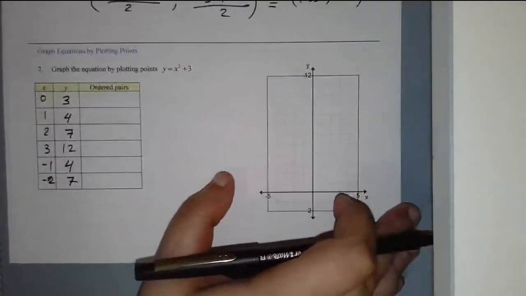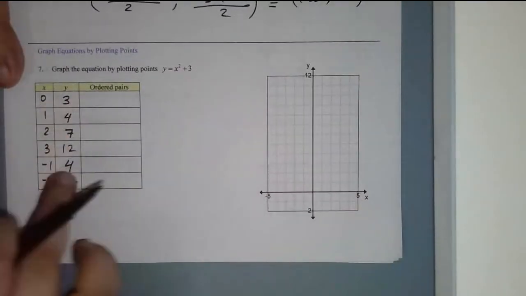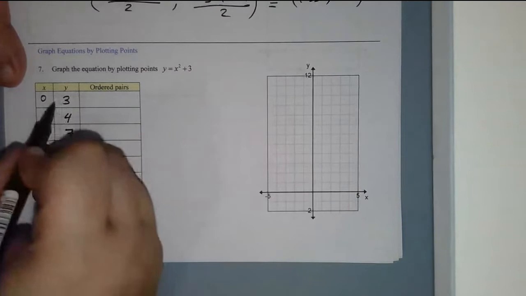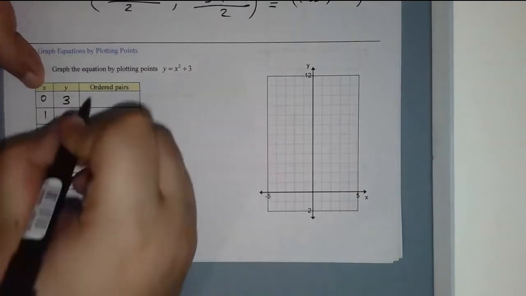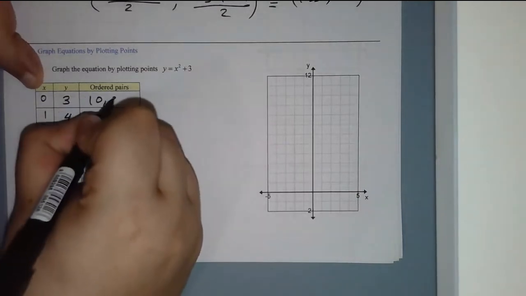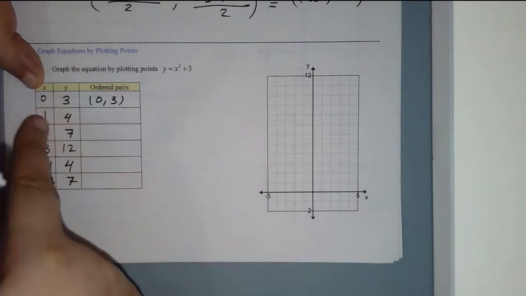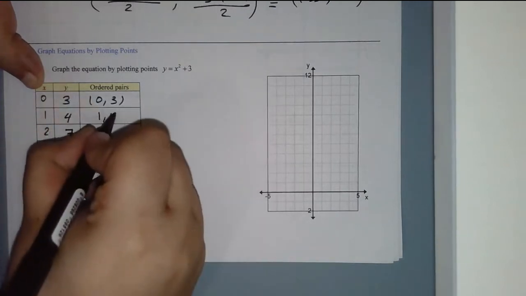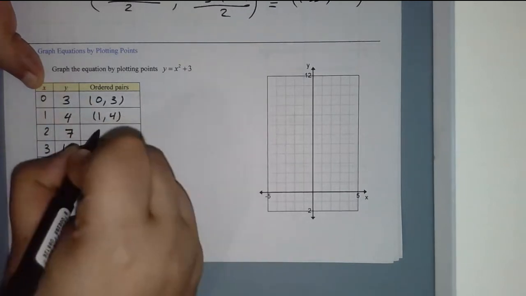All right, now let's plot them. So these right here are your points. So this x value and that y value give you one ordered pair. This is 0, 3. These two right here, 1 and 4. These two right here, 2 and 7.